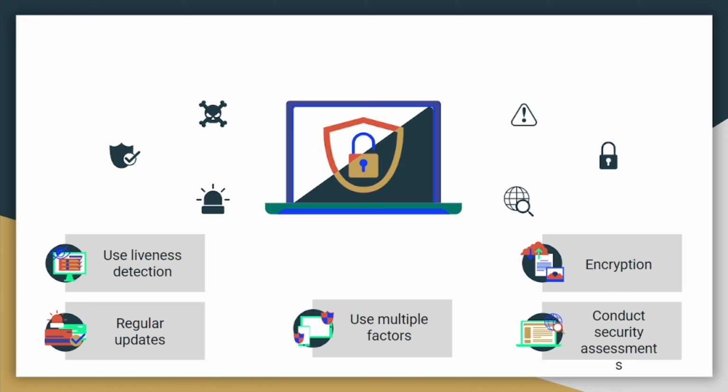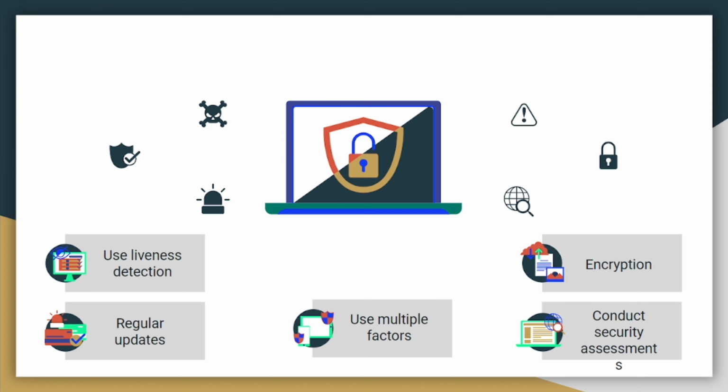The second one is encryption. Encryption can help prevent data interception attacks by protecting the biometric data as it is transmitted between the user and the authentication system. The third one we have is to use multiple factors. Using multiple factors of authentication, such as combining biometric authentication with a password or PIN, can make it more difficult for attackers to bypass authentication.